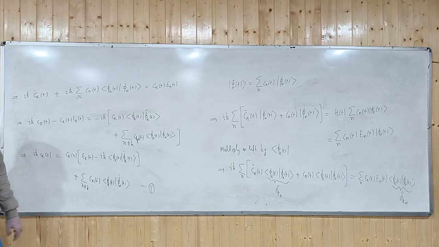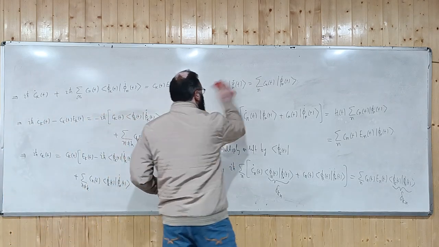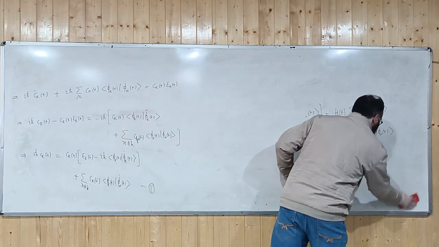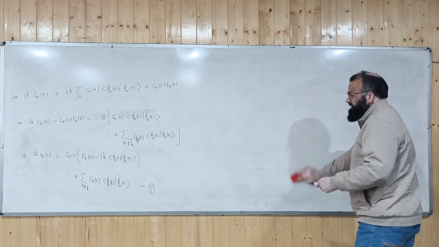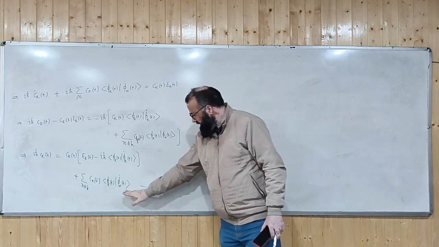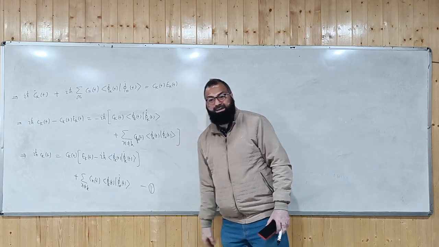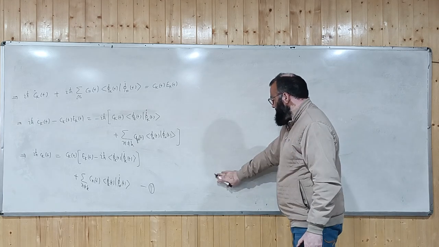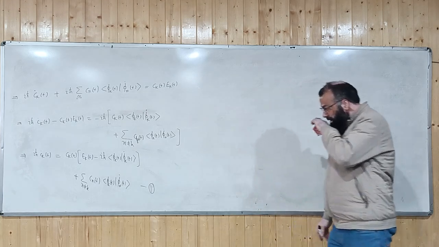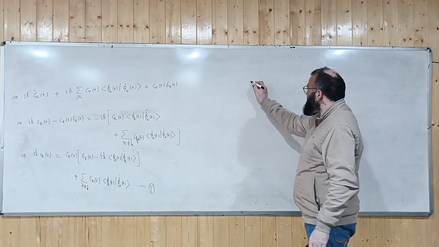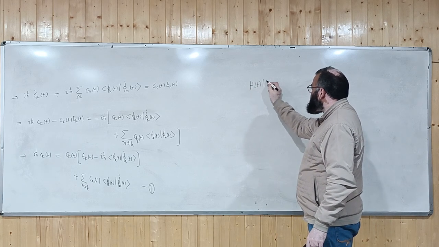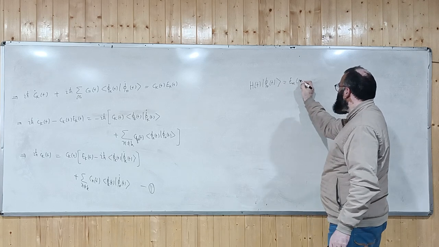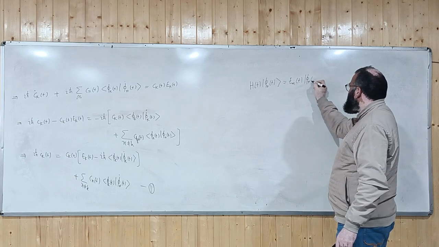Okay? Can anybody guess how to evaluate this very term? So let's do it. Let me take this very equation: H of t, phi_n of t. So how much is that? E_n of t, phi_n of t.